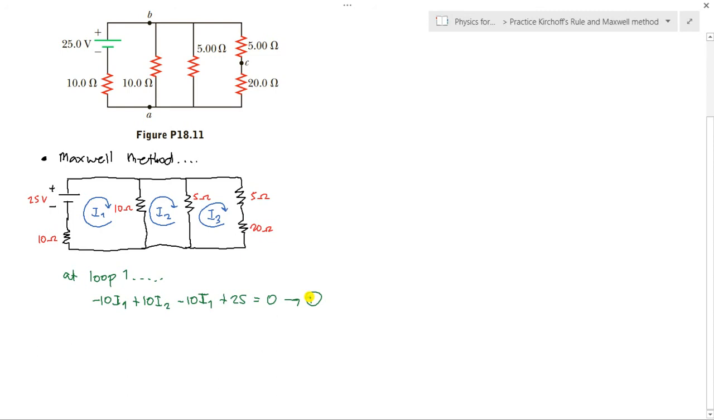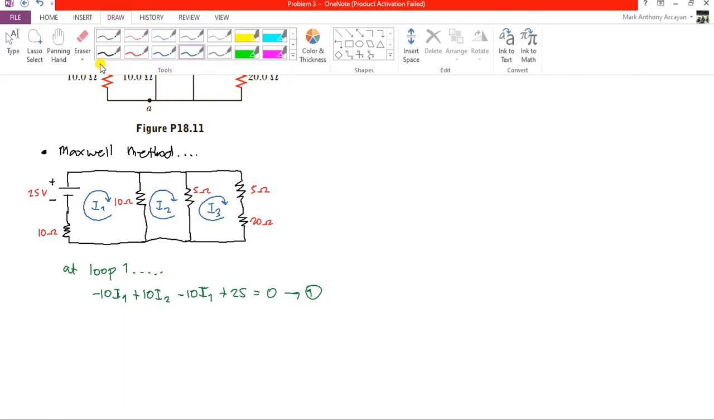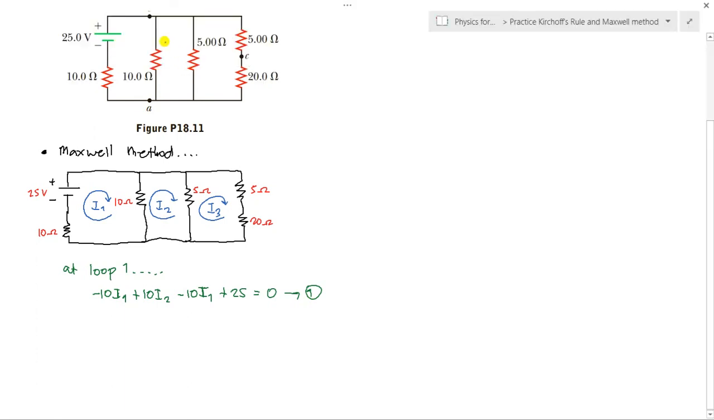Okay? Since we have 3 unknown currents, we need at least 3 equations. So let's proceed to loop number 2. So here at the second loop, only two resistors interact, the 5 ohm and the 10 ohm resistors.